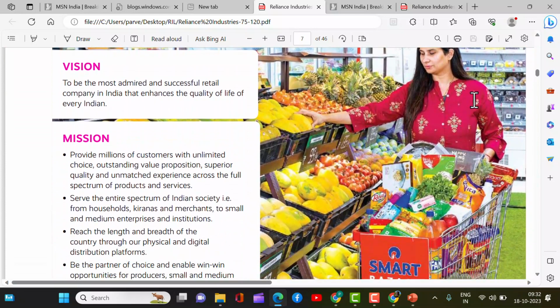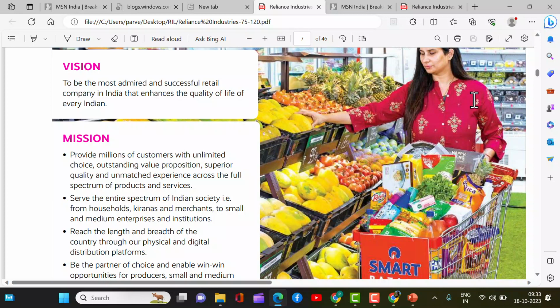What is their vision? Just read this. The vision is to be the most admired and successful retail company in India that enhances the quality of life of every Indian. When we get up early in the morning, Reliance is coming into our daily life. When I open my door at 6 o'clock in the morning, there is the milk basket, Reliance. Then the Reliance phone which I'm using, the TV I'm watching, everything I use is Reliance, coming into your daily life and helping you.